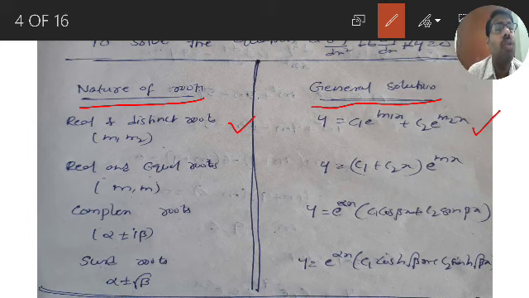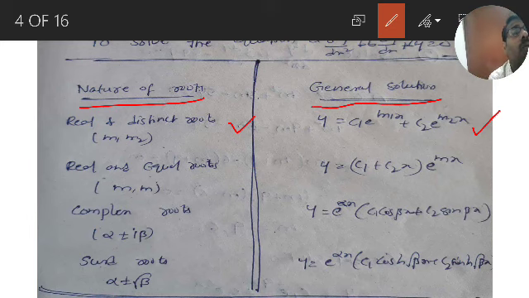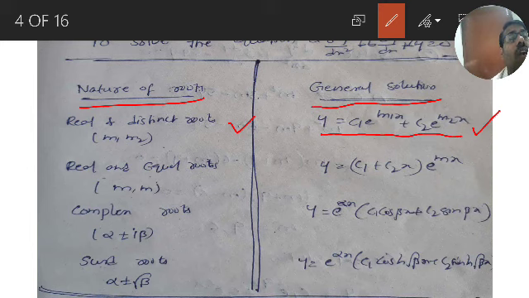Then what is the solution? The general solution is given by y is equal to c1 into e power of m1x plus c2 into e power of m2x, where m1, m2 are roots, c1, c2 are arbitrary constants. Are you getting? So for real and different roots, this is our solution: y is equal to c1 into e power of m1x plus c2 into e power of m2x.